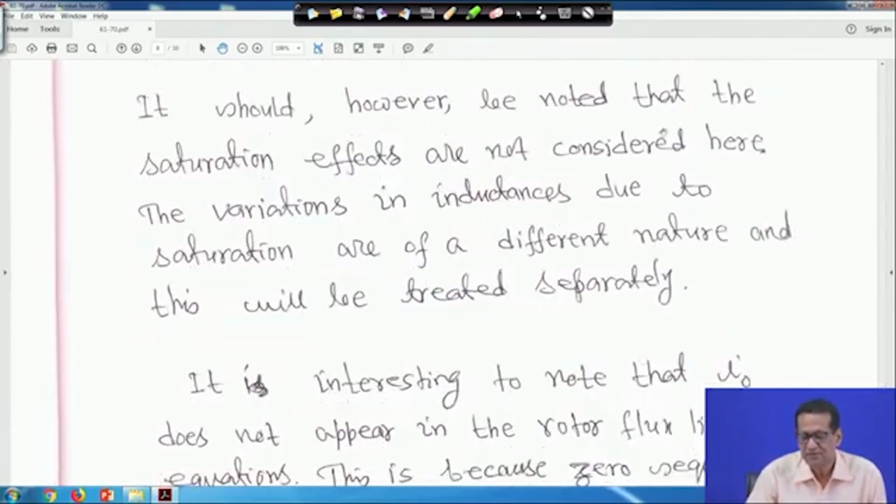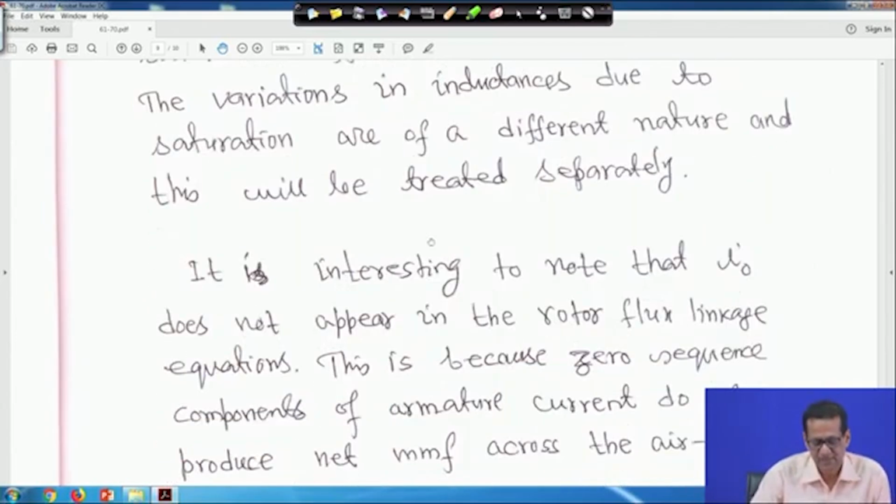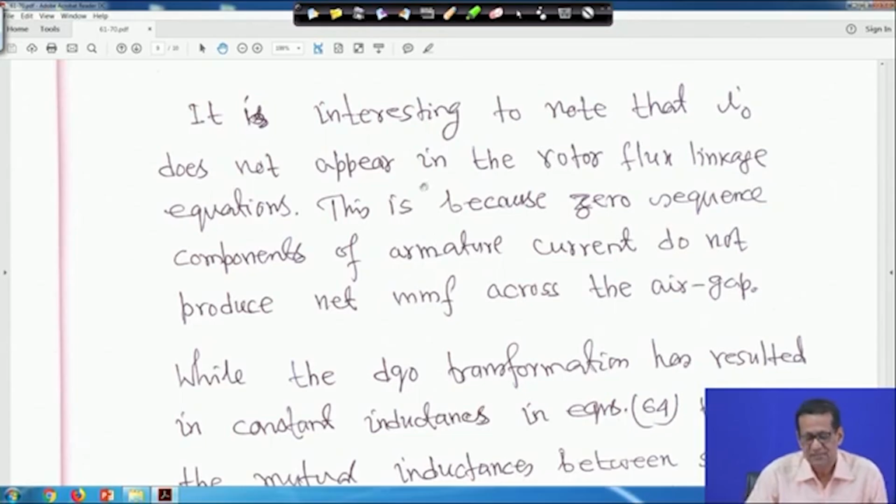However, we noted that the saturation effects are not considered here. We will not consider the saturation effect throughout. Now it is interesting to note that I0 does not appear in the rotor flux linkage equation. This is because the zero sequence component of armature current does not produce MMF across the air gap. This you should keep in your mind.